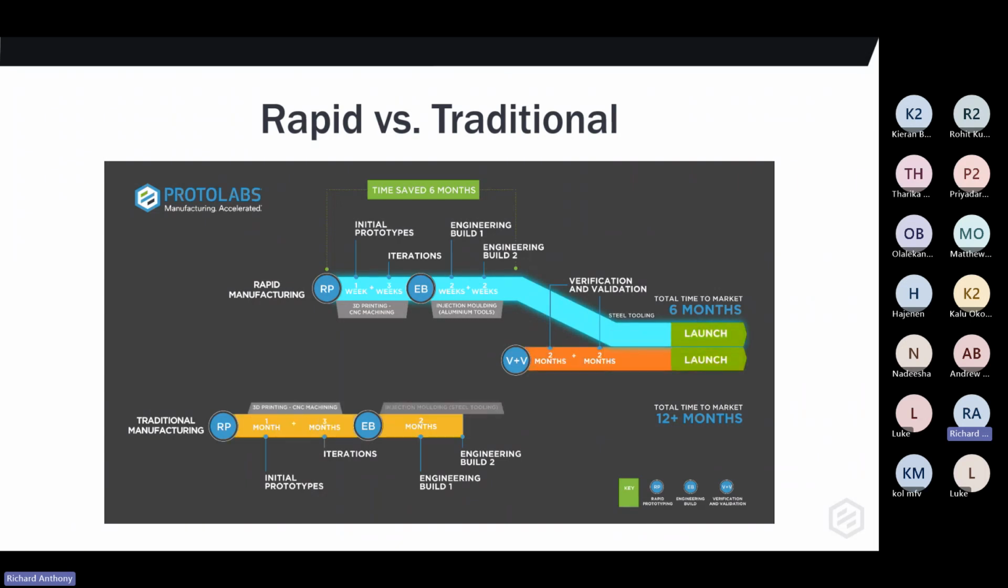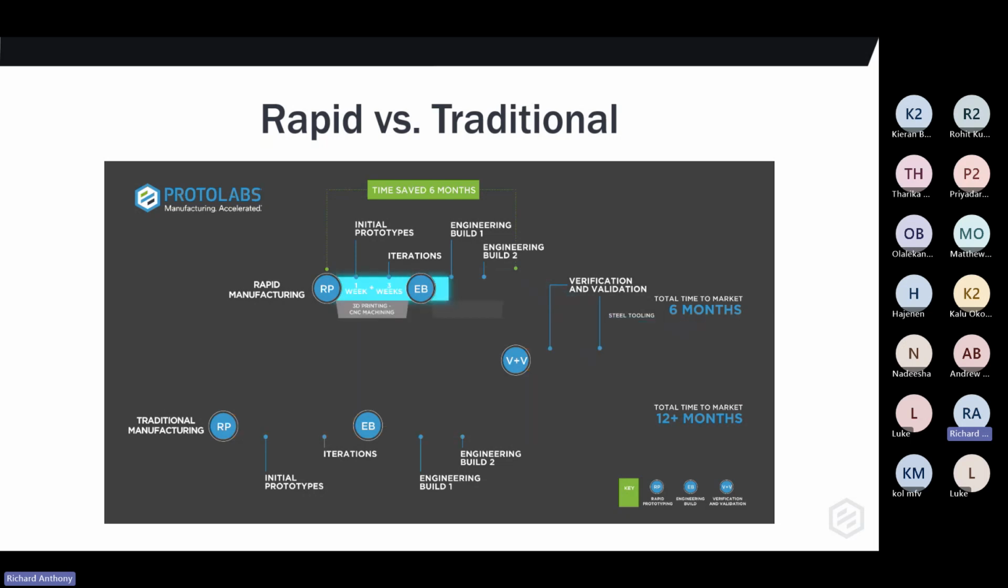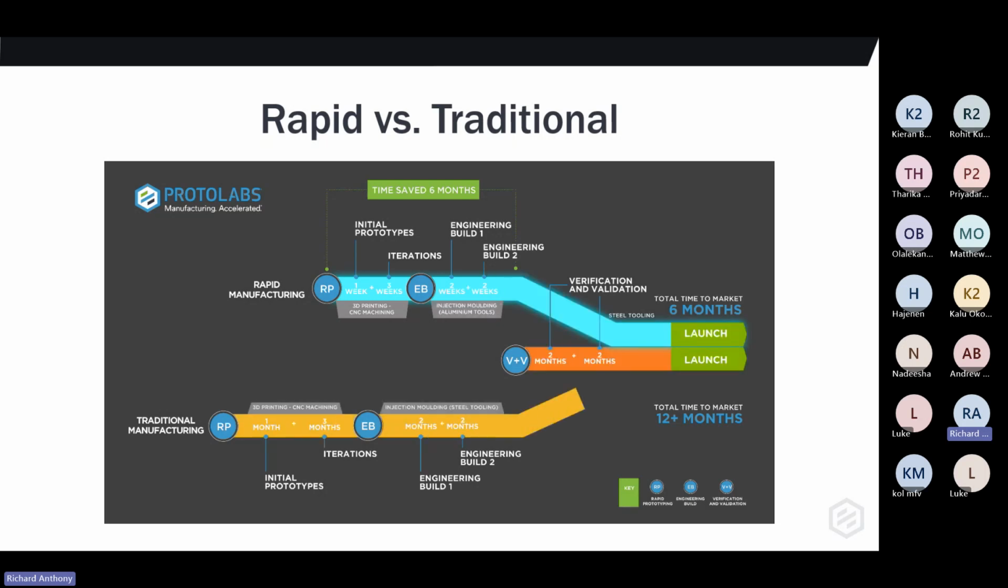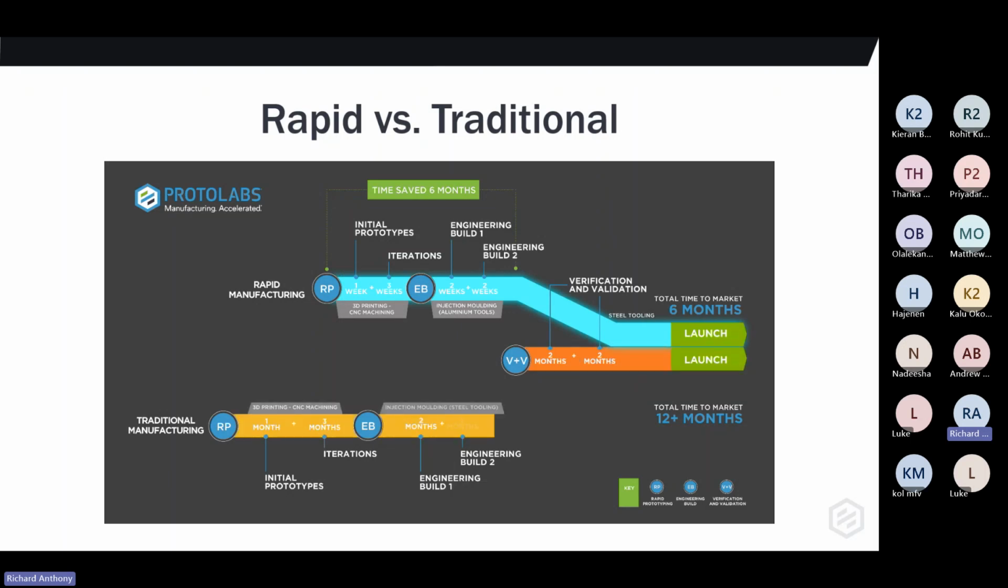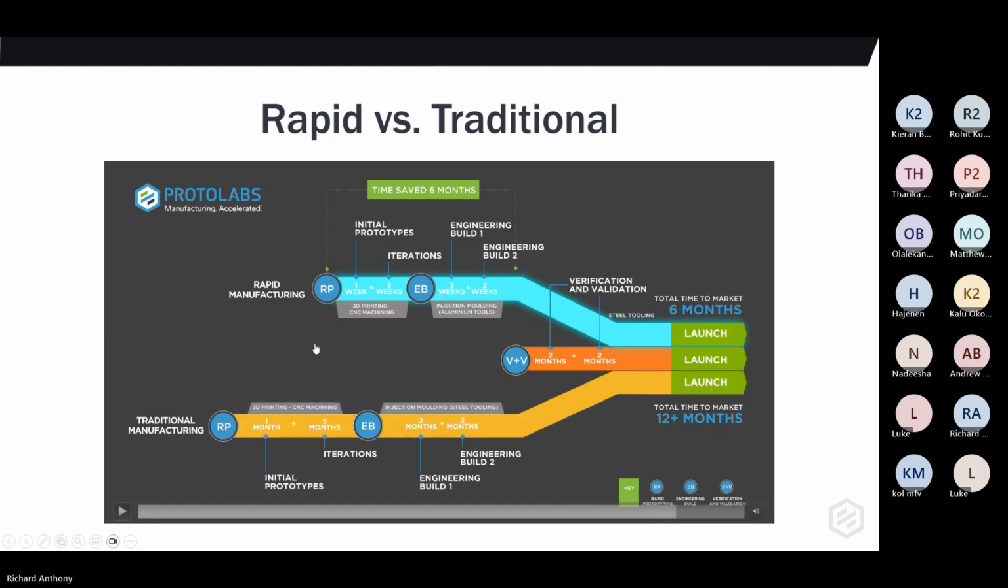That might allow you to do more iterations. It allows you to identify problems more quickly, so you have more time to deal with those problems, and it basically allows you to get your product to market faster. So it's all about speeding things up. Obviously, the sooner you can get your product to market, if you can beat your competitor, you have an advantage there. There's obviously a need for that.